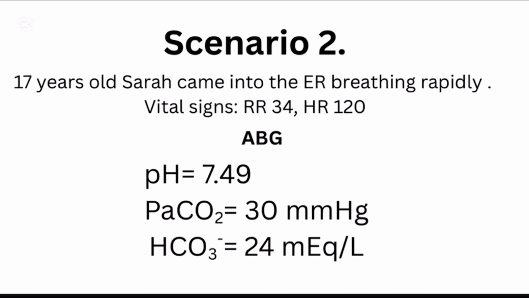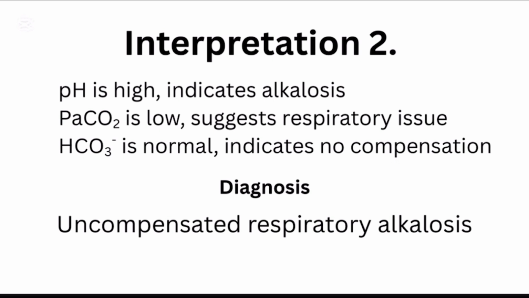So what is the problem with this young girl? Let's interpret it. From what we saw in the pH, the pH is high. That means alkalosis. And then looking at the partial pressure of carbon dioxide, it is very low. It shows that the lungs are blowing off carbon dioxide. That means she's having respiratory alkalosis. But then we also have the bicarbonate level that is normal. It tells us that this respiratory alkalosis is not yet compensated. So we say this lady is having uncompensated respiratory alkalosis.